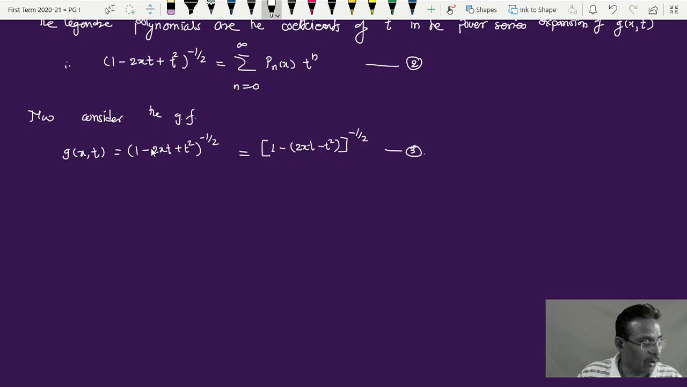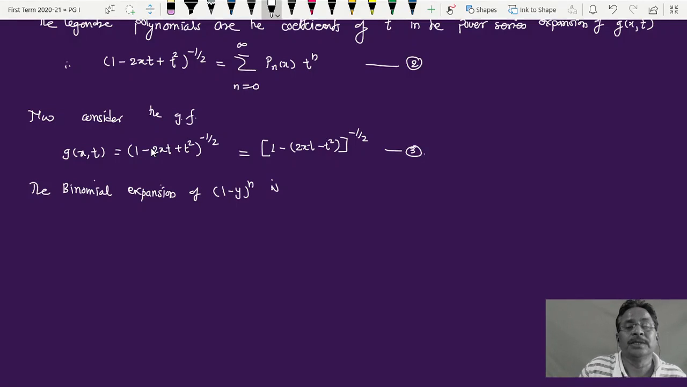And now this is again knowledge of mathematics we need here: the binomial expansion. What is the binomial expansion of (1 minus y) raised to minus n, not plus n? It is given by the following, provided this y is very, very small compared to this 1. So this expansion gives you a very simple series.